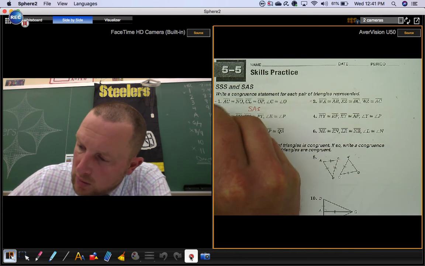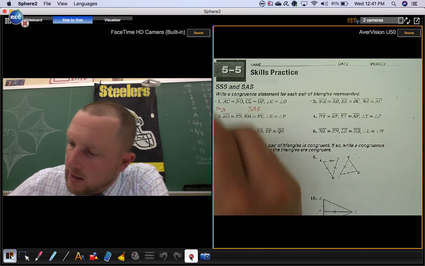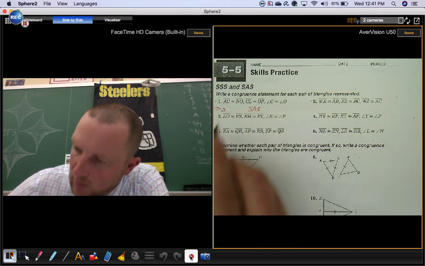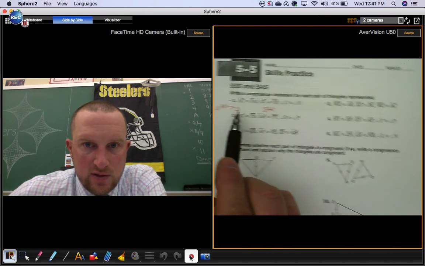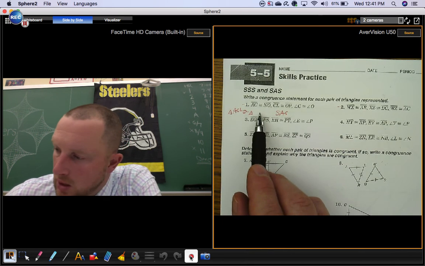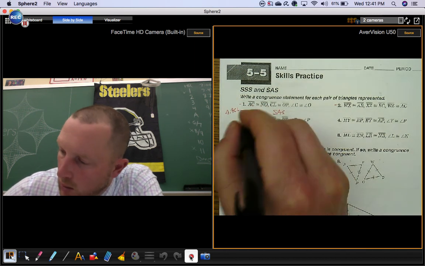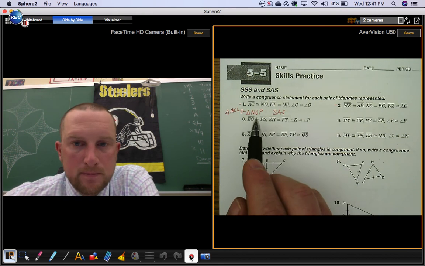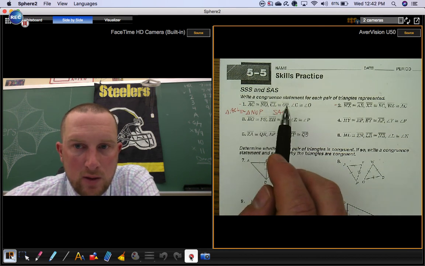So triangle ACL is what I'll call the first triangle. We have an AC and we have an L over here, so those three letters are together, triangle ACL. It's congruent to triangle NOP. AC goes with NO. L goes with P.